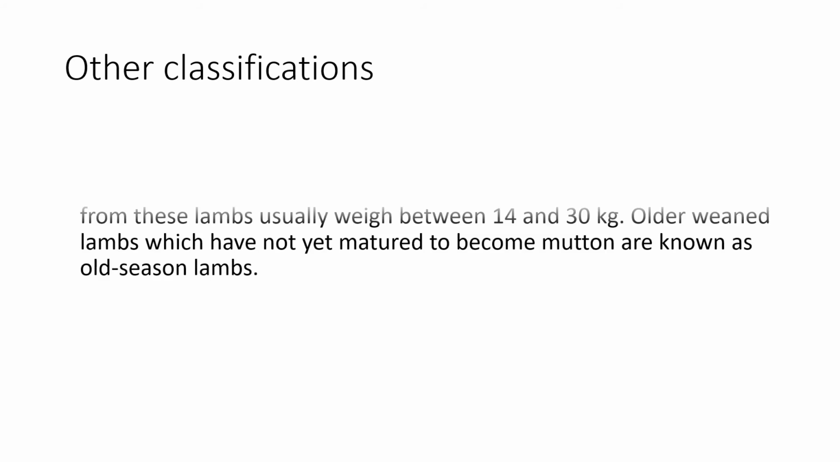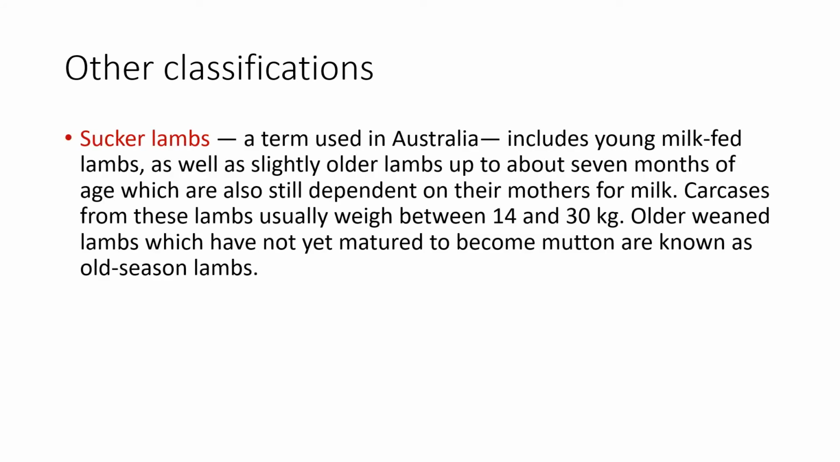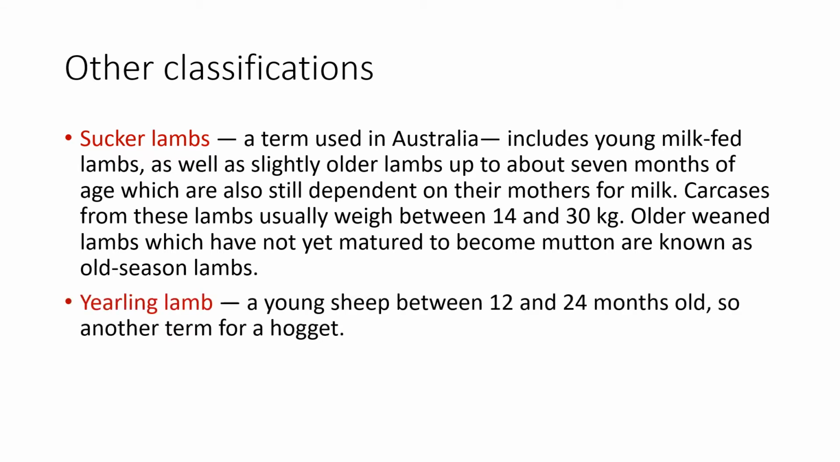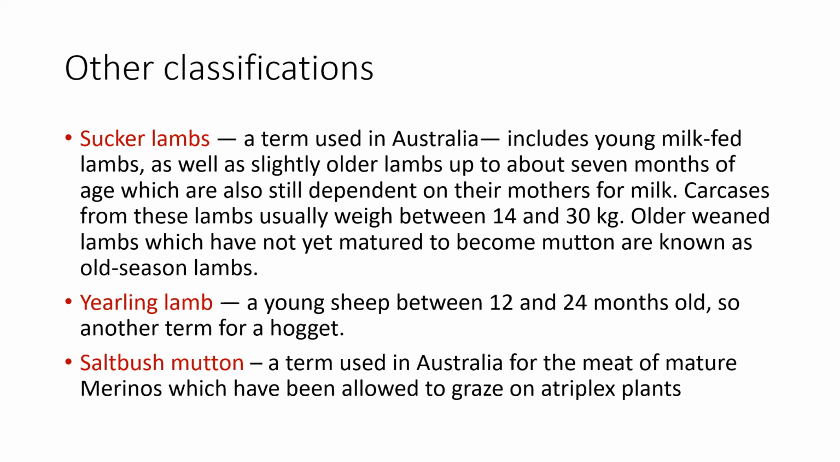Other classifications are also there. For example, sucker lambs, which is used in Australia, and a yearling lamb, between 12 to 24 months old, which is actually another term for hogget, right? We learned that below 2 years old, it's called a hogget, but in some places they are also called yearling lambs. Saltbush mutton is a term used in Australia for the meat of mature merinos which have been allowed to graze on a diet of the atriplex plant.